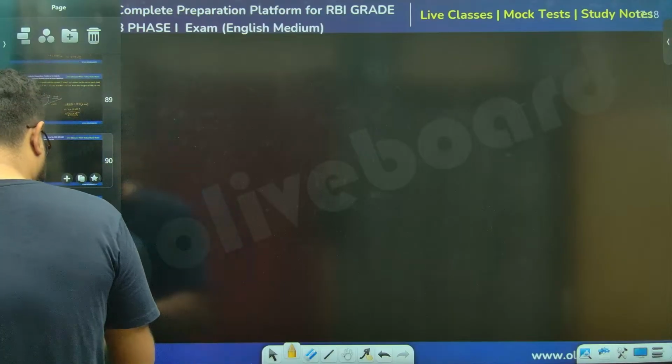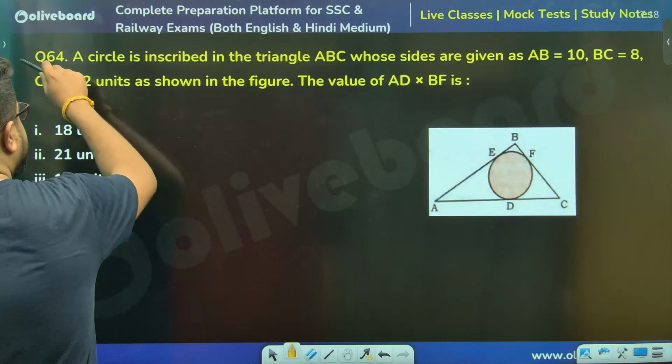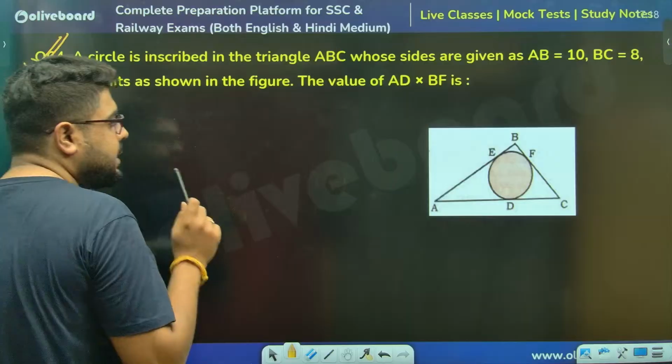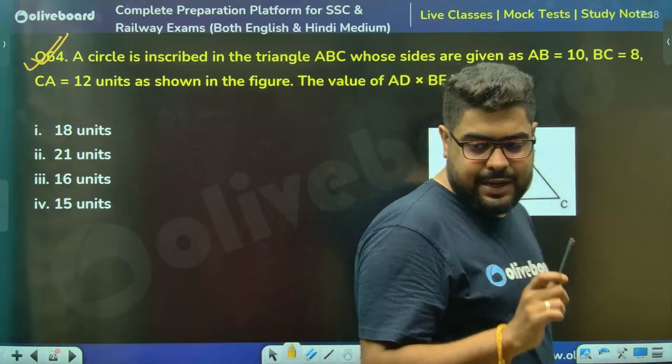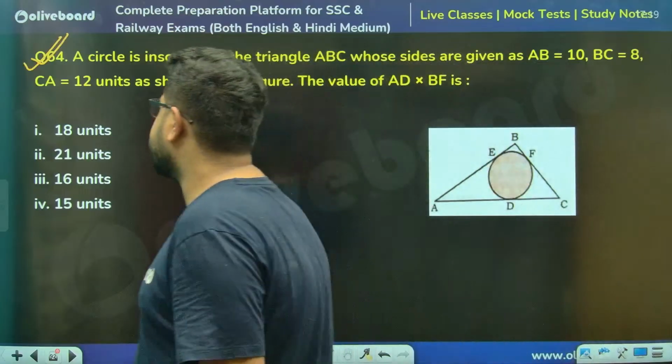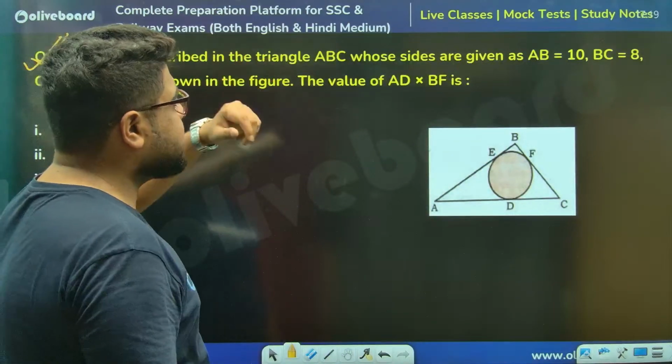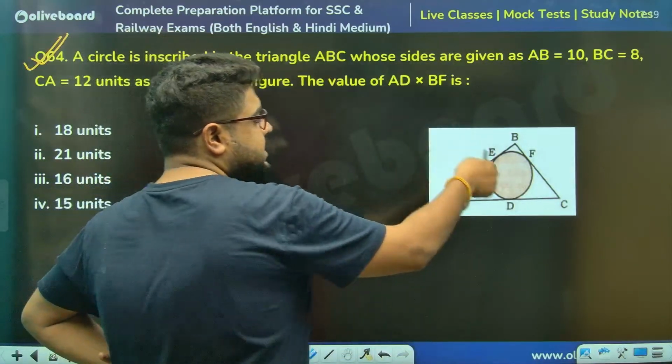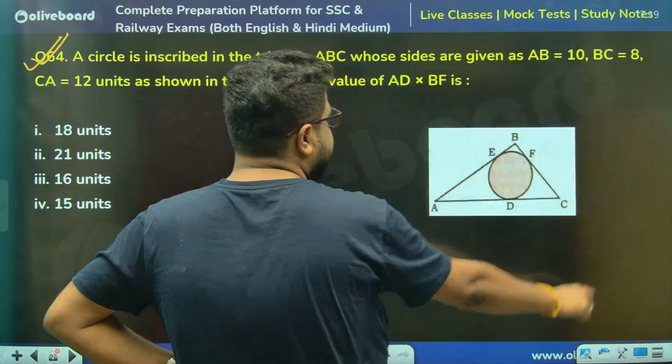Now, another type of question that we sometimes get. The theory part I have already discussed in yesterday's class. So, let's think about this. A circle is inscribed in the triangle ABC. Sides are given. AB is 10.